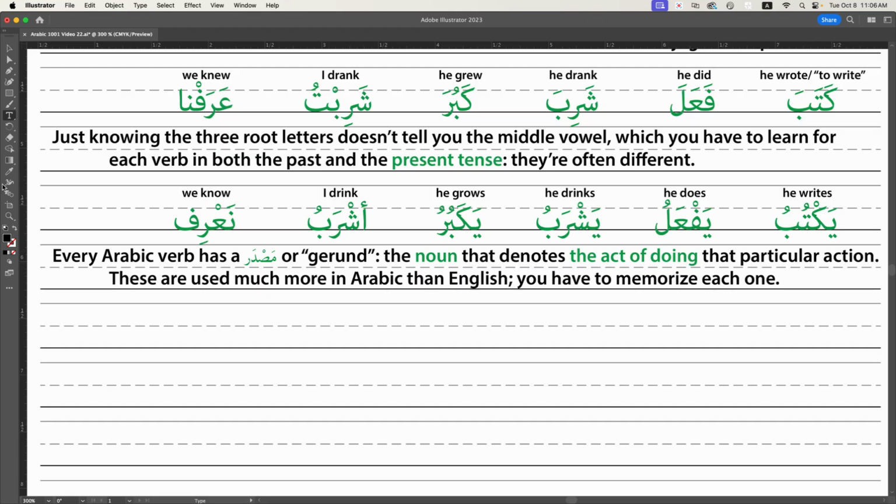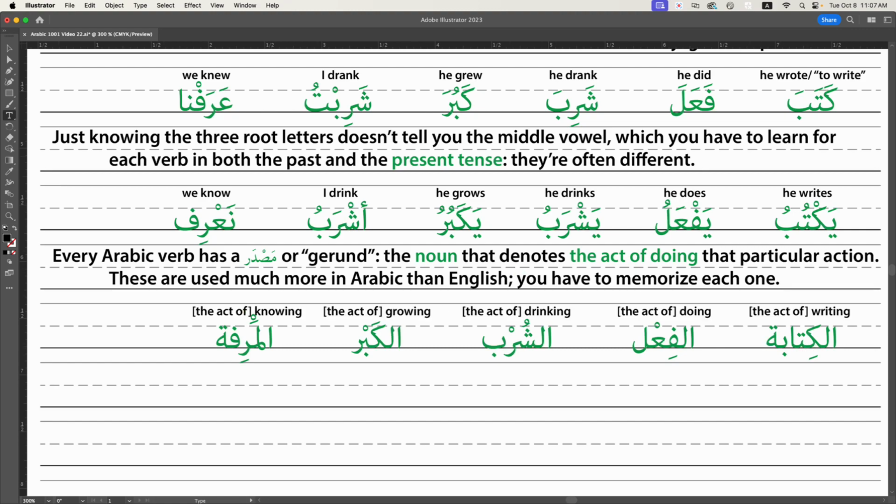So you have to memorize each one because you don't know what its form is going to be just from knowing the three root letters of the verb. So al-kitaba is the act of writing, not writing in the sense of I am writing a paper. Al-fi'l is the act of doing, not doing in the sense of I am doing my homework. Ashurb is the act of drinking, not I am drinking coffee, but I like drinking coffee. To an English speaker, it isn't really obvious that drinking can mean two different things, but trust me, it can.